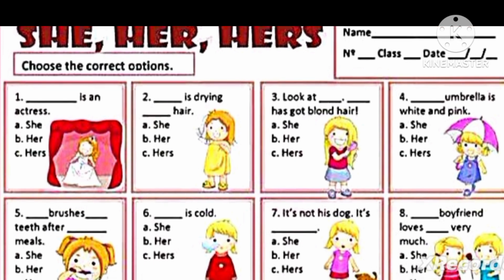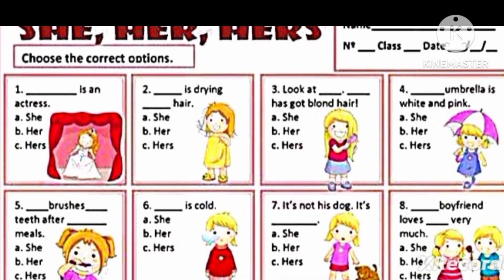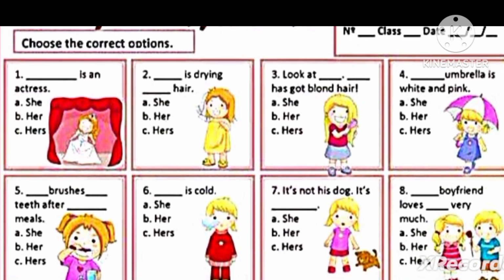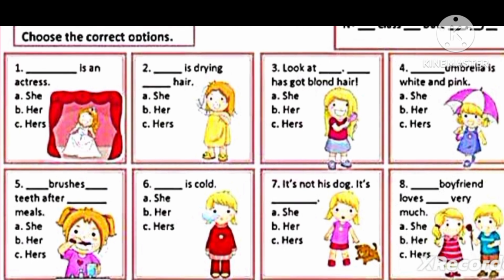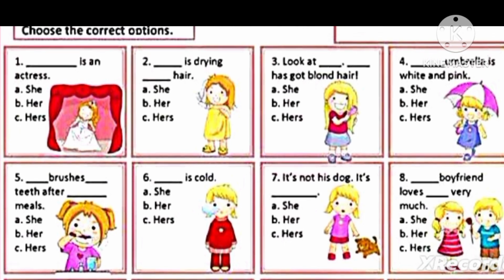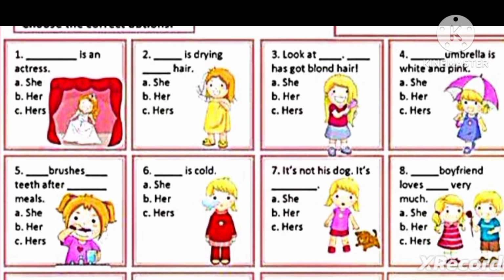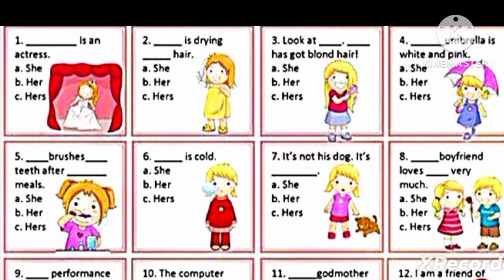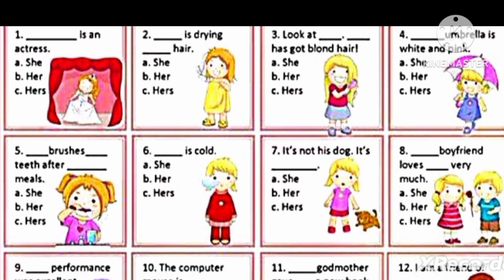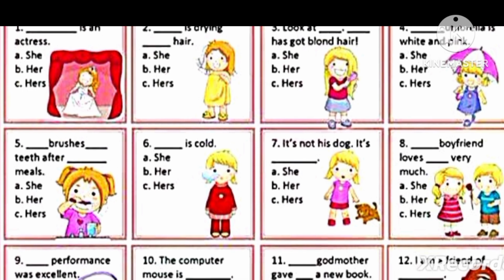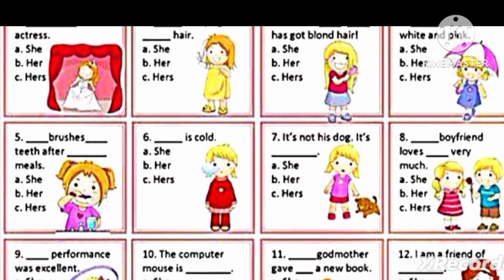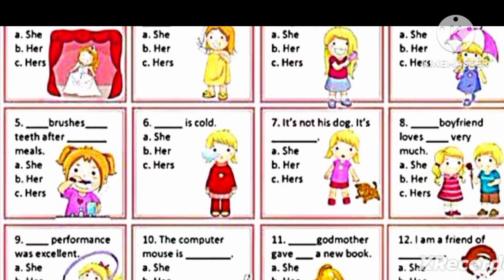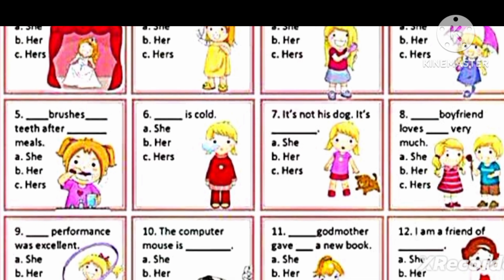Sixth one, she is cold. It's not his dog, it's hers. Eighth one, her boyfriend loves her very much. Ninth one, her performance was excellent. Tenth one, the computer mouse is hers.